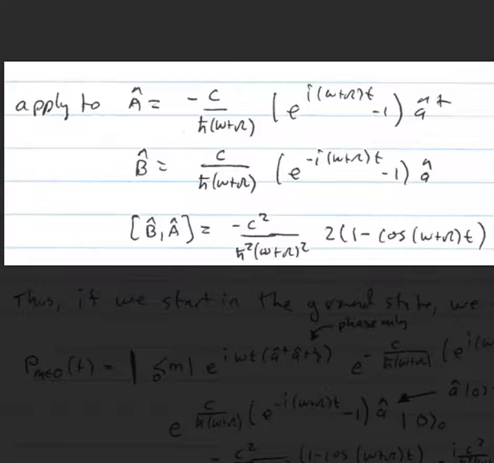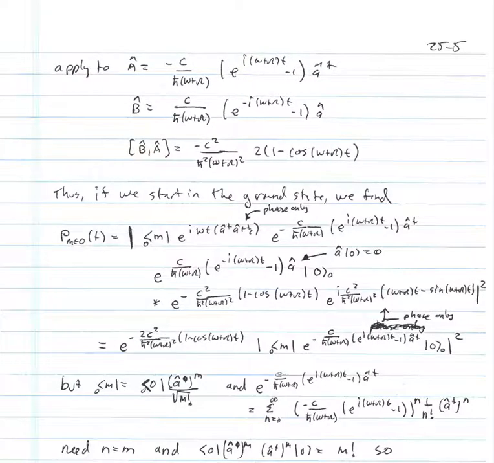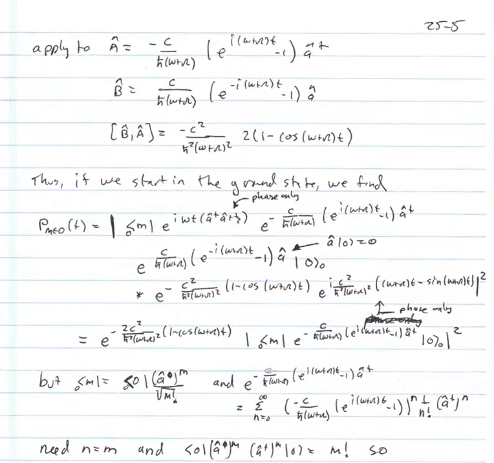It gives us minus c squared over h bar squared (little omega plus big omega) quantity squared times 2 times 1 minus cosine of (little omega plus big omega) times t. So if we start in the ground state, now this calculation we're doing here is exact.